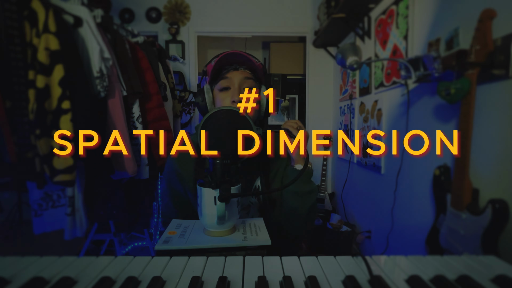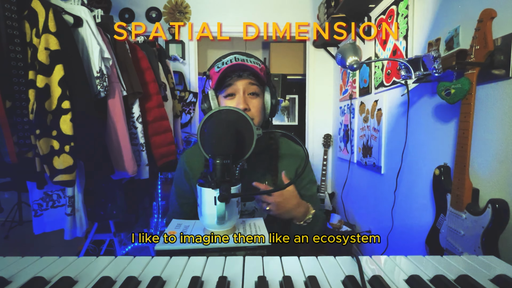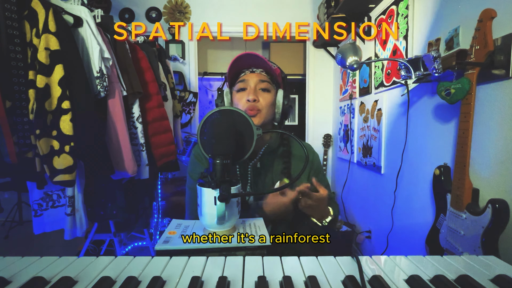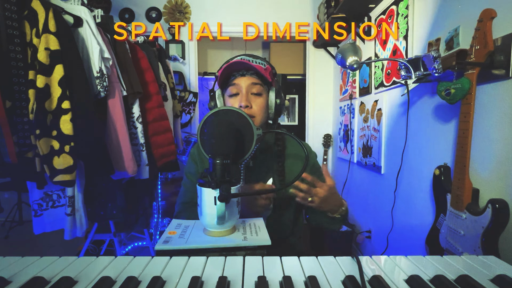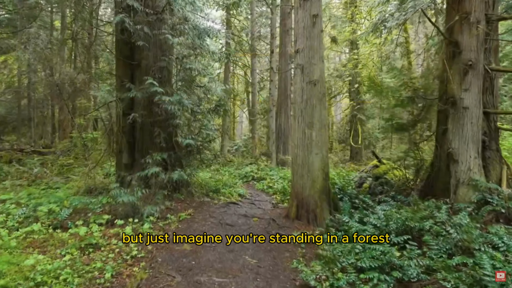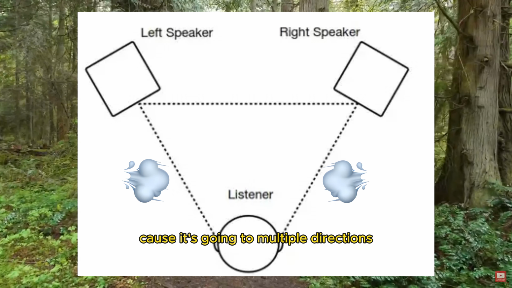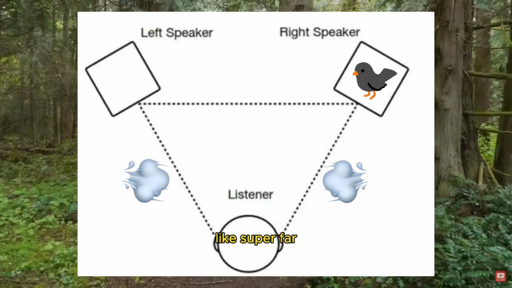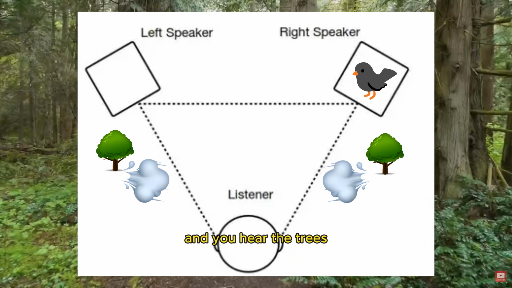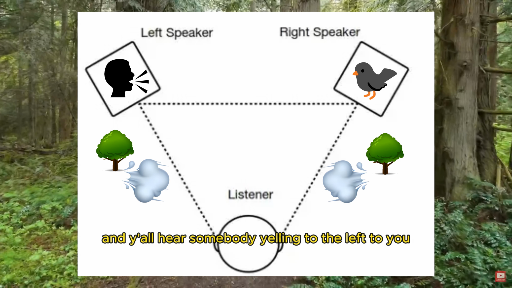Alright, so number 1 is spatial dimension. When I make my beats, I like to imagine them in an ecosystem, whether it's a rainforest, city, or the beach, depending on the vibe of your beat. But just imagine you're standing in a forest. The wind is coming in and out of your ear because it's going in multiple directions. And you hear a bird to the right of you, super far. And you hear the trees, and you also hear somebody yelling to the left of you.